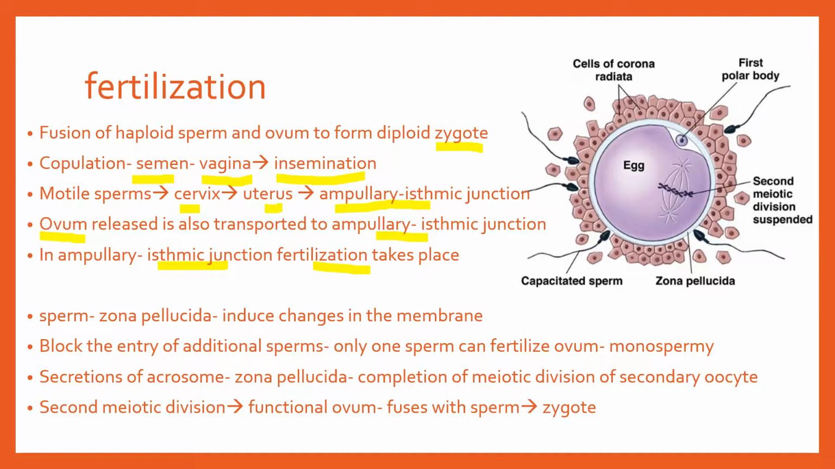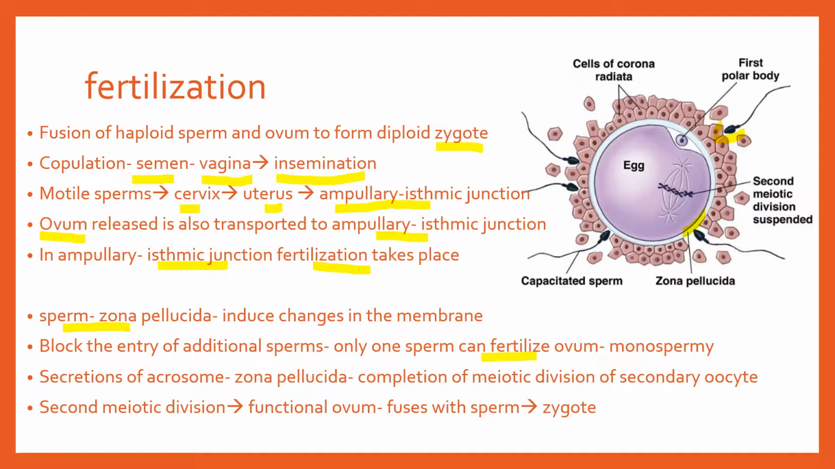Then the sperm penetrates the zona pellucida layer of the membrane of the ovum. See, this is the zona pellucida, and this sperm induces changes in the membrane. Due to this, it blocks the entry of additional sperms, so that only one sperm can fertilize an ovum. See here, these sperms are entering, but they cannot enter because you can see there is a structural change.